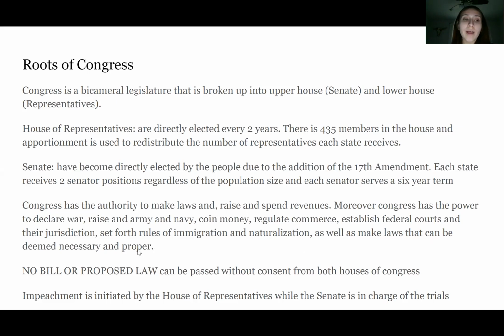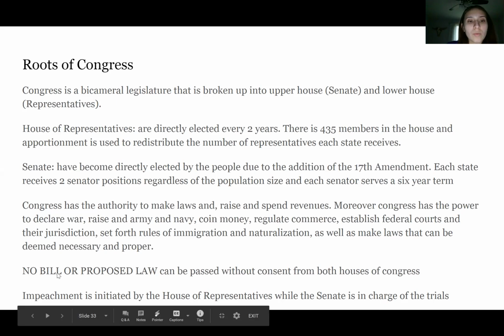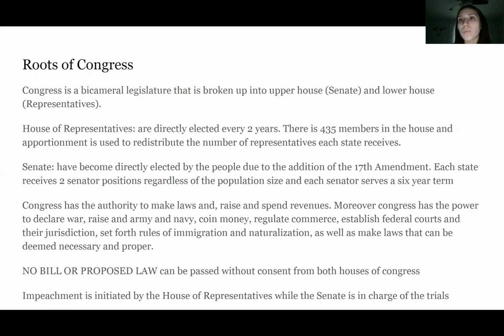Over here we have implied powers, which are the necessary and proper laws that are being implemented as needed. Down here I put in caps, no bill or proposed law can be passed without the consent of both houses of Congress. So both the Senate and the House of Representatives have to approve it in order for it to become a law.